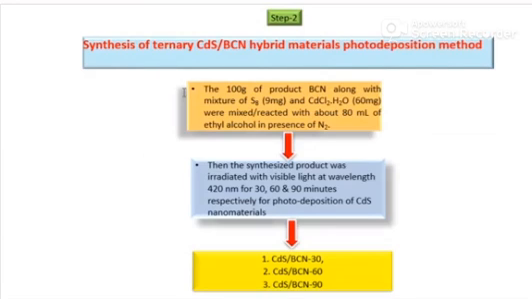The procedure involves 100 gram of the BCN product treated with a mixture of sulfur S8, 9 milligram, and cadmium chloride, 60 milligram. Those were reacted with 80 ml of ethyl alcohol in the presence of an inert gas such as nitrogen. Later, the product was irradiated with visible light at a wavelength of 420 nanometers for 30, 60, and 90 minutes to get the different photo-deposited cadmium sulfide on BCN products: BCN 30, BCN 60, BCN 90.